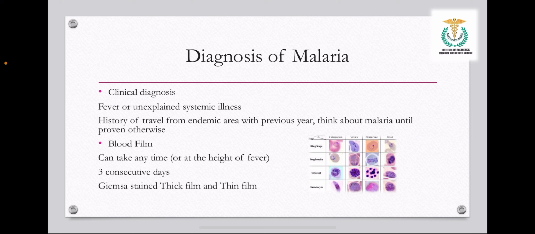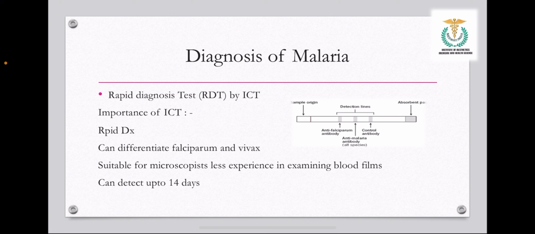Mainly we are doing this rapid diagnostic test in the case of Plasmodium falciparum. This will help us do the rapid diagnosis and also differentiate falciparum and Plasmodium vivax. It is suitable for microscopists with less experience in examining blood films and can detect up to 14 days. So these are the advantages of the ICTs as a rapid diagnostic test, that is the RDT.